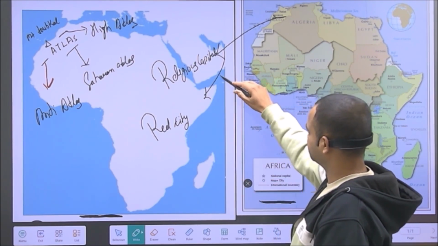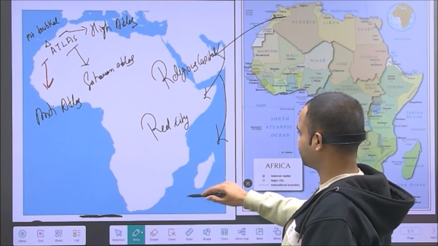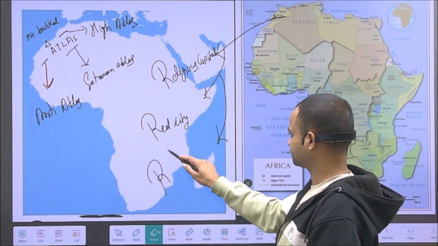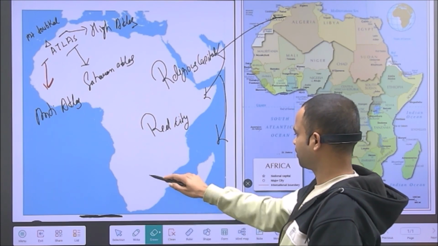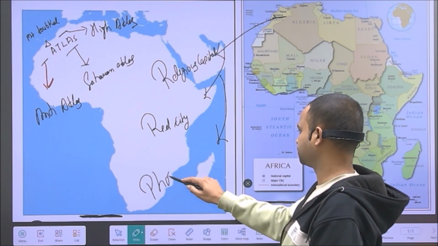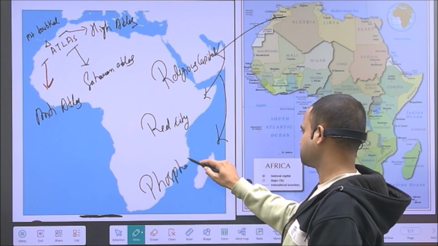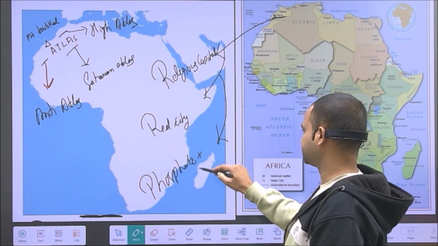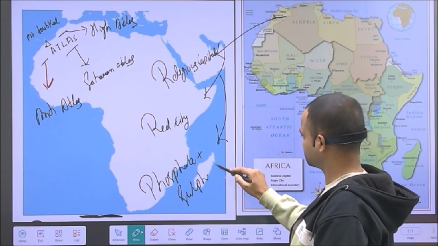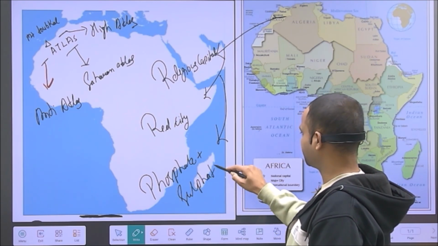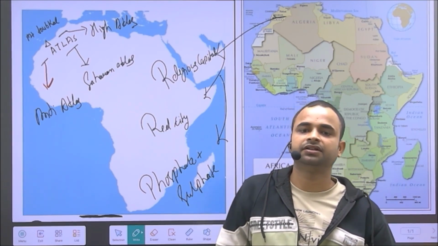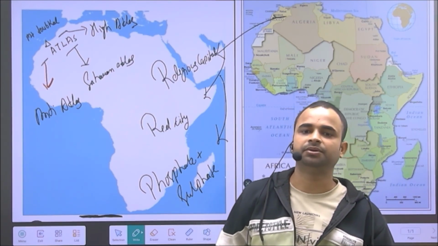Third is, here phosphate and sulfate is found. That's why chemical industries are highly developed here.